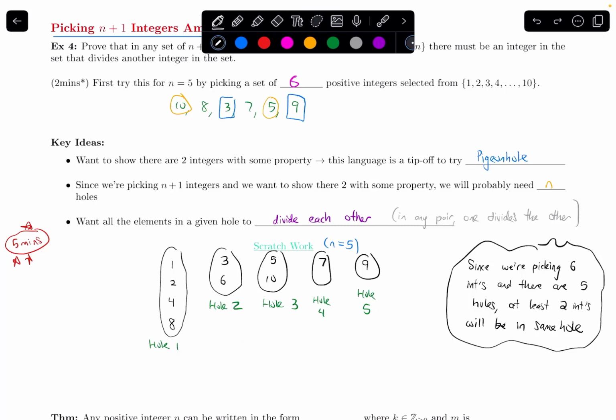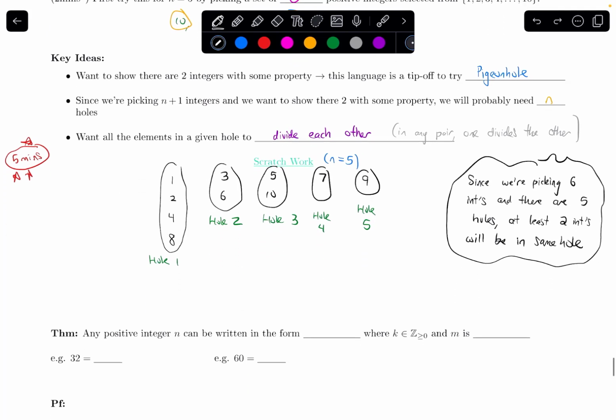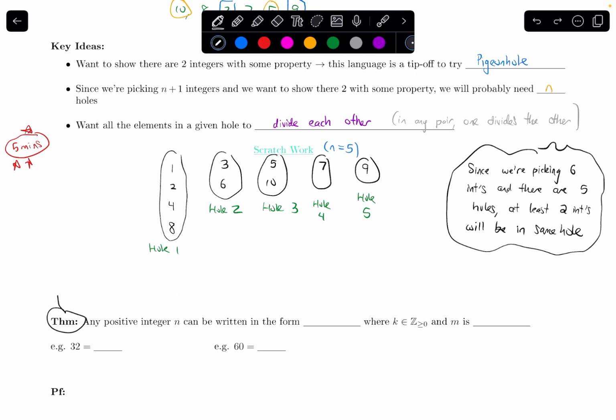Now, how do we formalize this in the proof? So first, I want to give a theorem for this key idea we were observing about, this starting with an odd thing and then keep doubling it. Any positive integer n can be written in the form 2^k, so a power of 2, multiplied by m, where m is odd, and this exponent k is a non-negative integer. So a power of 2 times something odd. So for example, 32 could be written as 2^5 times the odd integer 1.